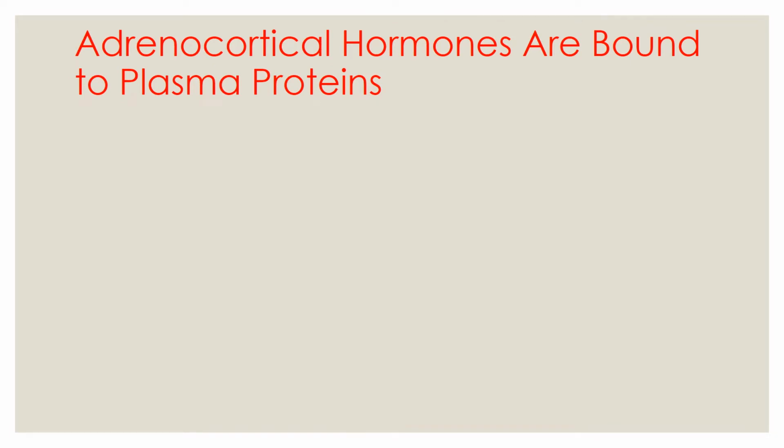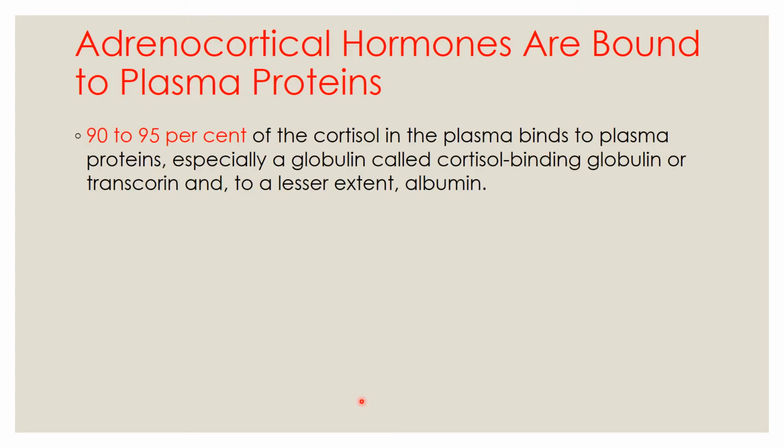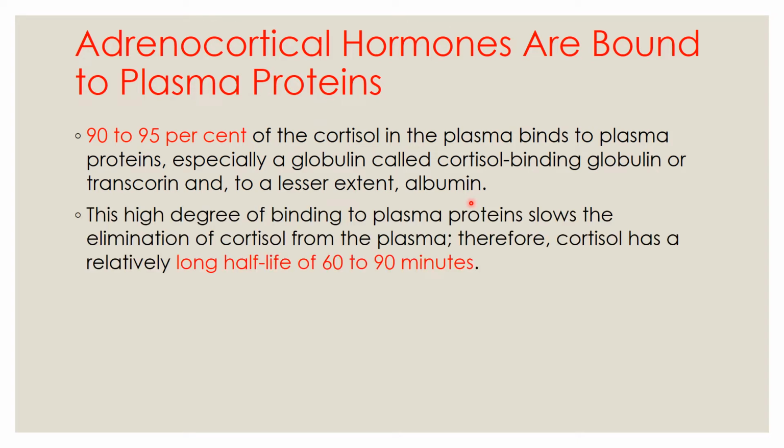The adrenocortical hormones, once they are produced by the adrenal cortex cell, are released immediately to the circulation. They are not stored. Once they are released, they will be bound to plasma proteins. 90 to 95% of the cortisol in the plasma will be bound to proteins, especially the cortisol binding globulin or transcortin, and to a much lesser extent to albumin. That's why cortisol has a long half-life, because of this high degree of binding to plasma protein. So its elimination from the plasma will be slow.